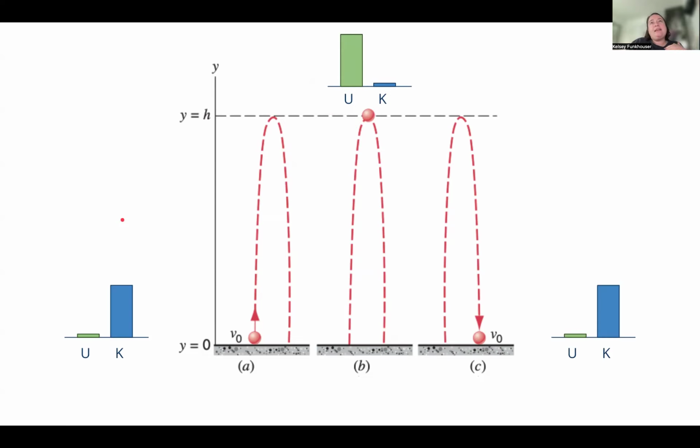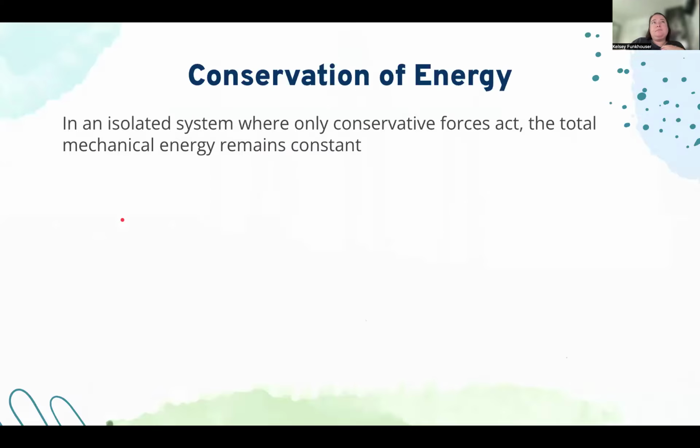Okay, so what this is evidence of is conservation of energy. In an isolated system where only conservative forces are acting, isolated means that there aren't external forces that we have to worry about, and conservative forces like the gravitational force are acting, the total mechanical energy remains constant. Mechanical energy is the sum of energies that we've worked with so far. So mechanical energy is the kinetic plus the potential.